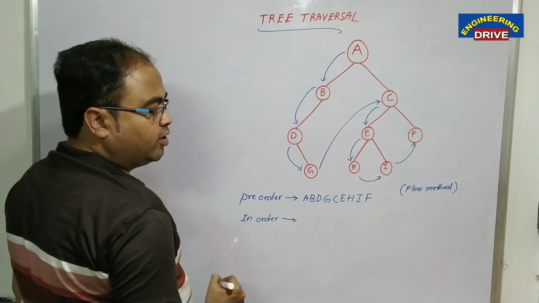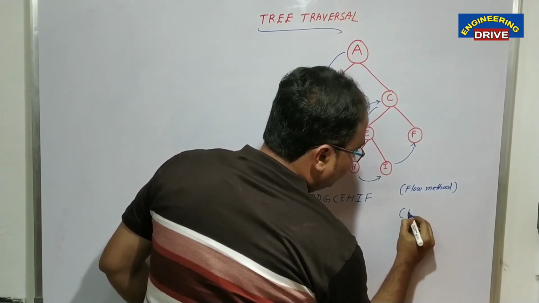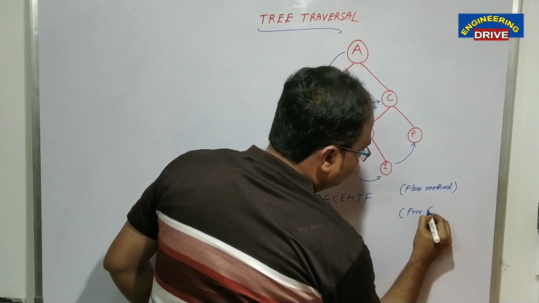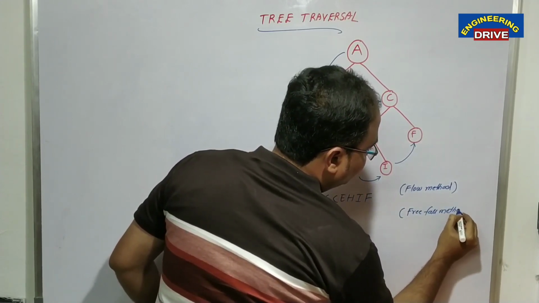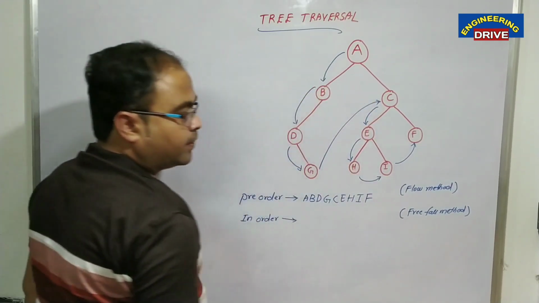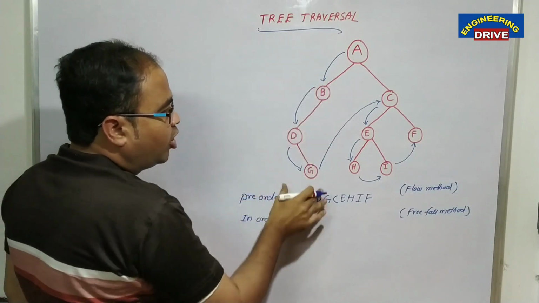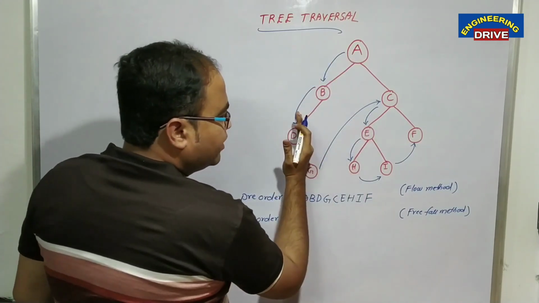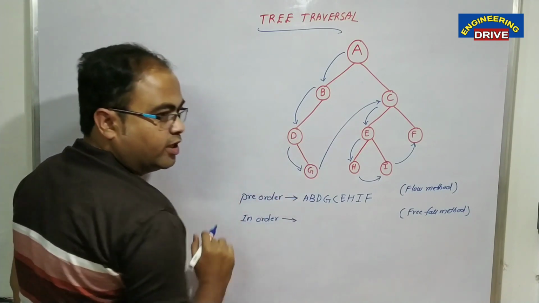So how to find the in-order traversal? In-order traversal can be determined by using one method known as the free fall method. What is the meaning of free fall? Simply you drop down the nodes in order. Whichever node is on the left side, you just drop it and write it down here.